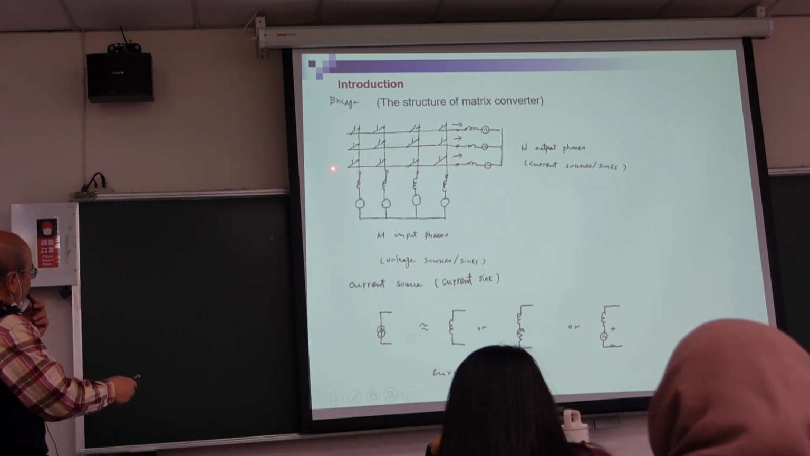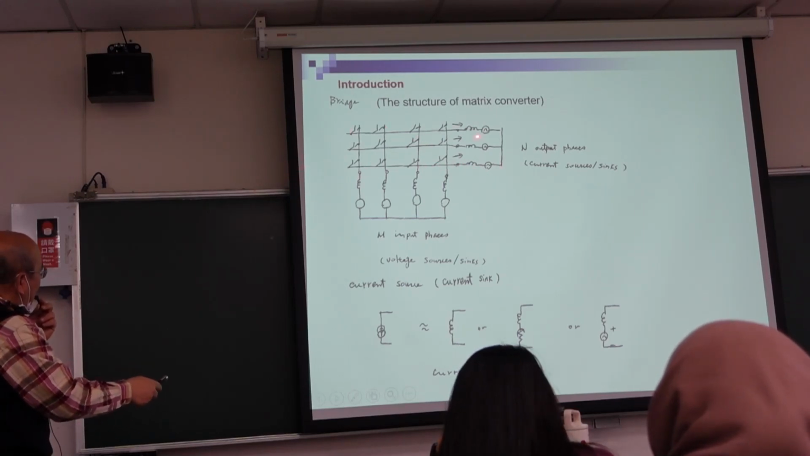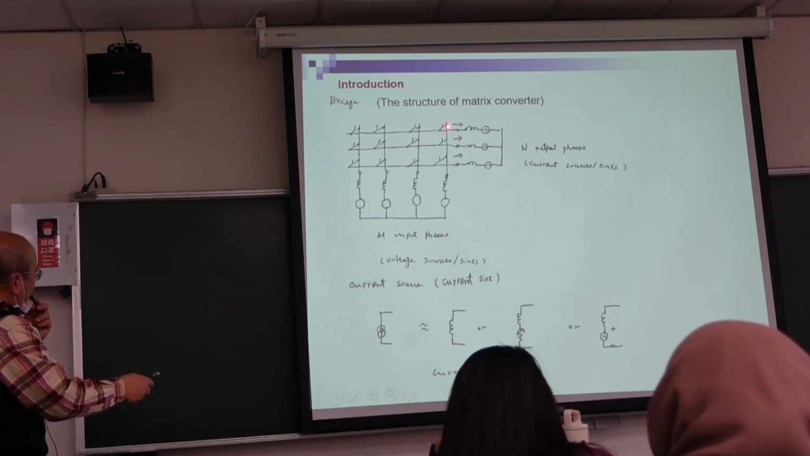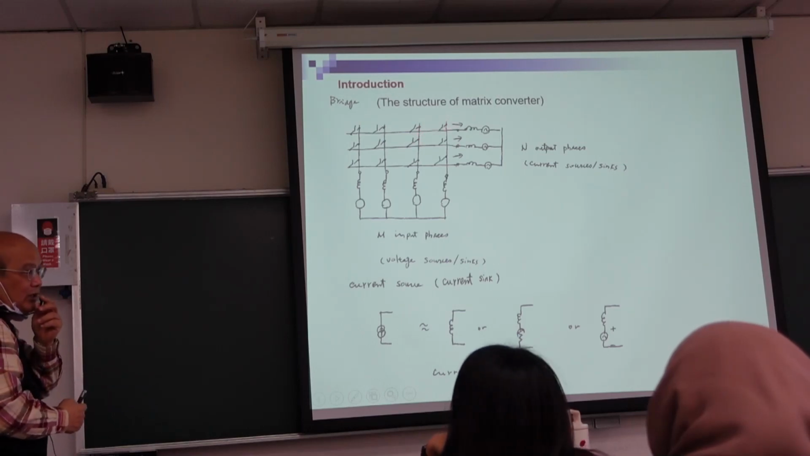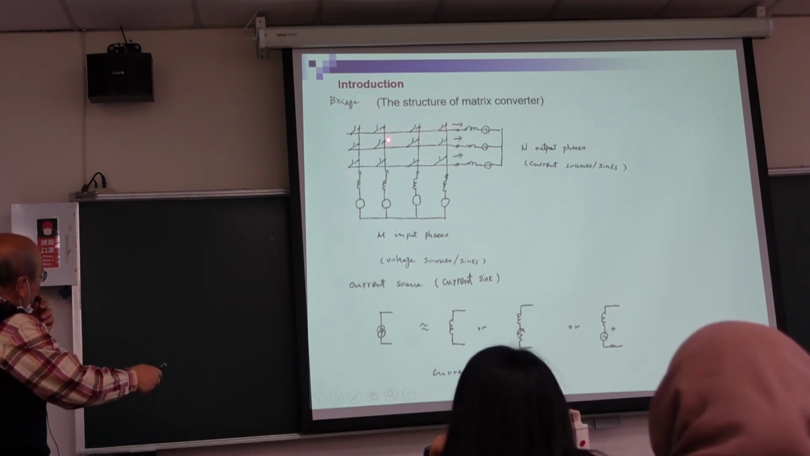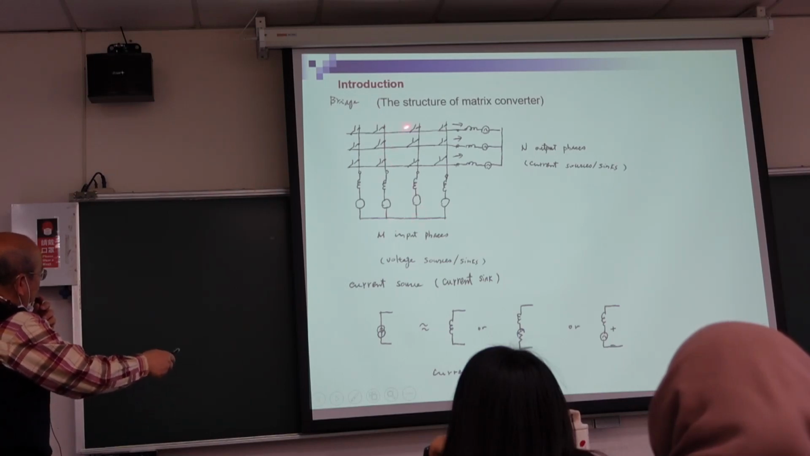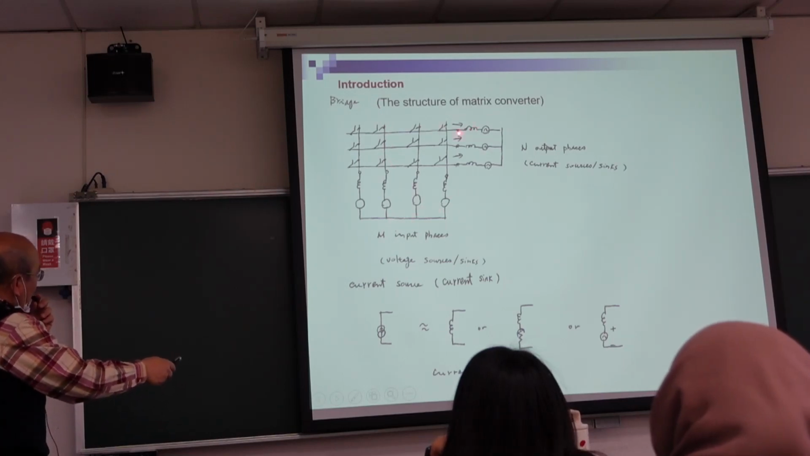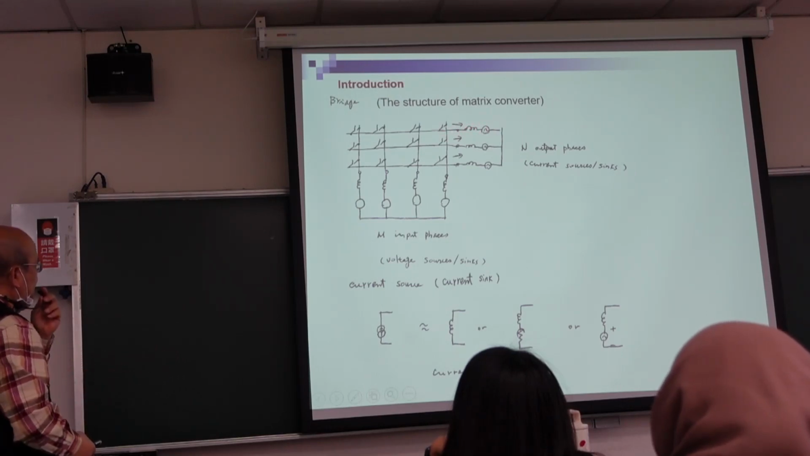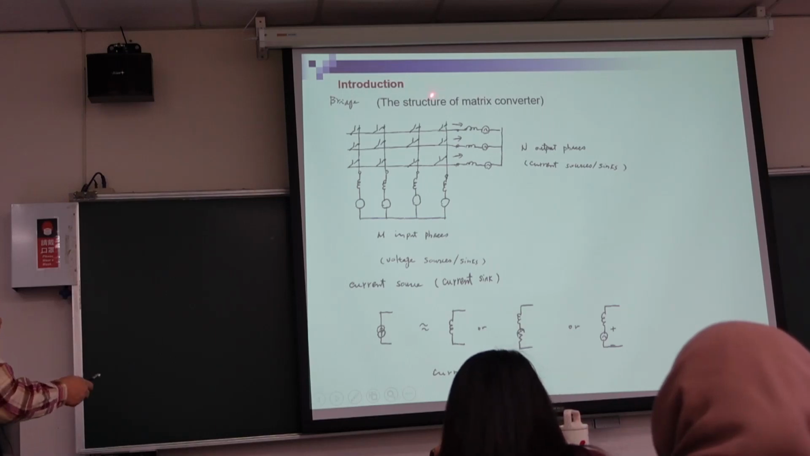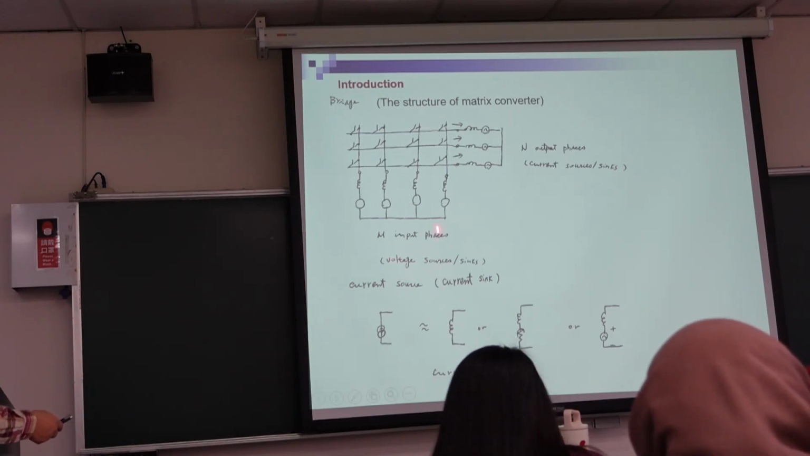So the rule is for each output line, if and only if one switch is turned on. If more than one switch, then short circuit. If no switch is turned on, then you cannot provide this current sink. So the rule is if and only if each output line, one switch is turned on. So we call output is current sink, input is voltage source.